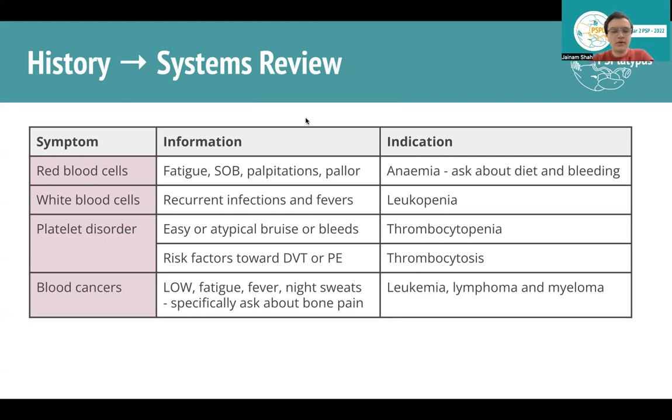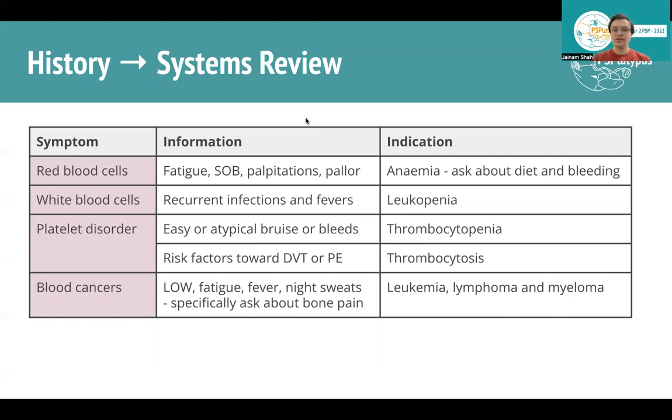With white blood cells, the main one you're considering is low white blood cells, so leukopenia. It's really simple because you're just asking if they've had any recurrent infections, or any fevers or infections that have taken a really long time for them to get over. So if they've had the common cold and you would expect them to get better within about a week, but they've actually had this for a couple of weeks, then you're thinking, okay, this is not normal. This is not how long it should take for them to resolve.